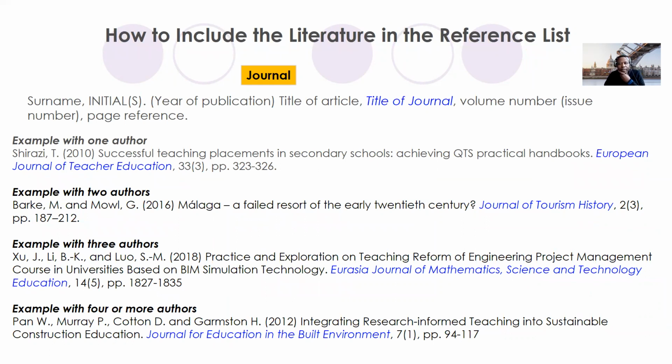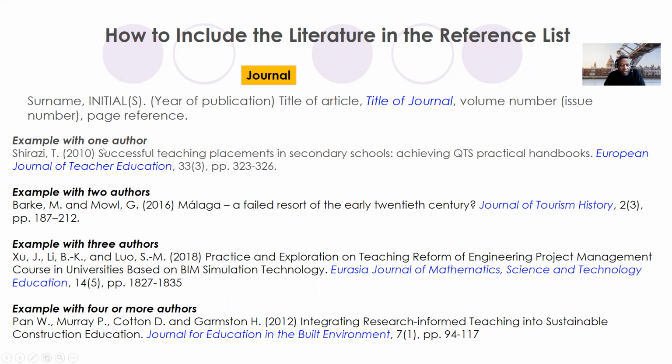Now, how to reference a journal article in the reference list. You start with the surname of the author, then the initials of the author, year of publication, title of the article, then title of the journal. You notice that the title of the journal is italicized, then volume and issue number if available, and then page references. That's the general pattern of referencing a journal.